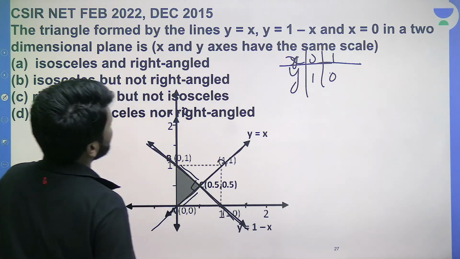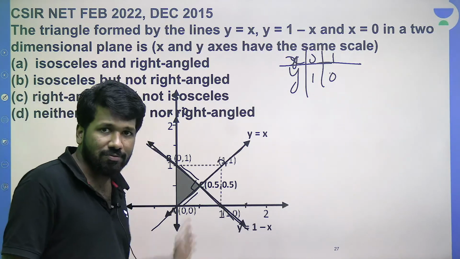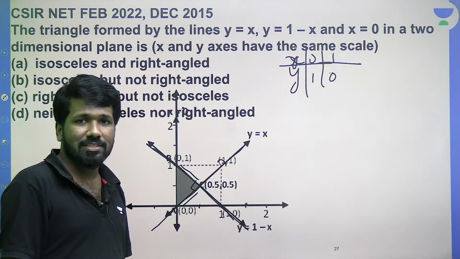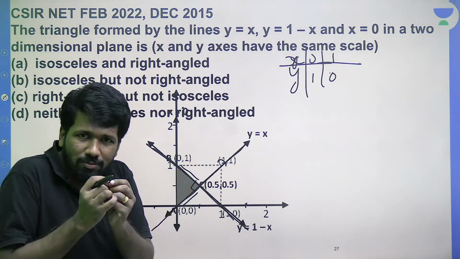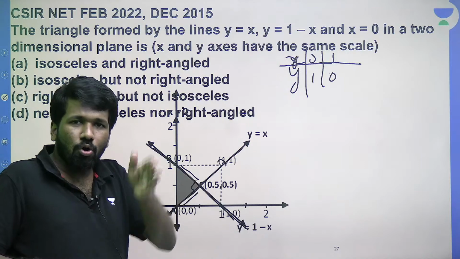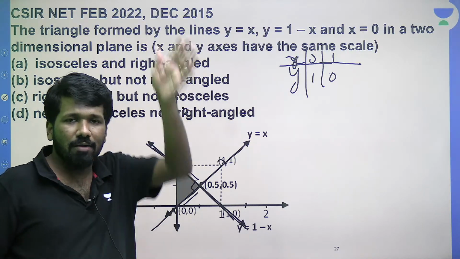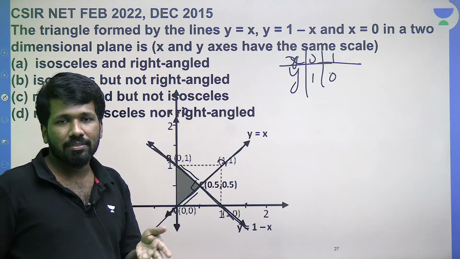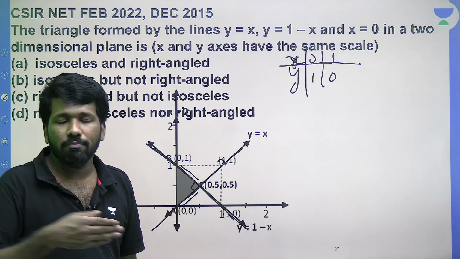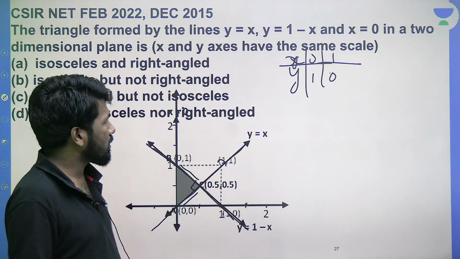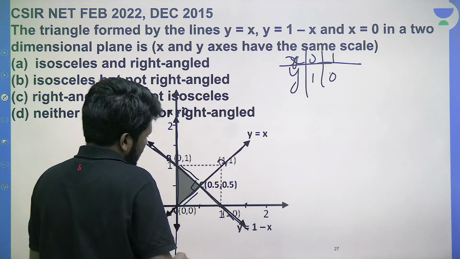And then the third line is what? X equal to 0. X equal to 0 means y axis. Y equal to 0 means x axis. X is equal to 0 means what is the meaning of that? There is no horizontal movement. There is only vertical movement. That is the y axis. Na? Similarly, y equal to 0 means there is no vertical movement. Only horizontal movement is there. That is x axis. So x equal to 0, you should understand that that is this line.